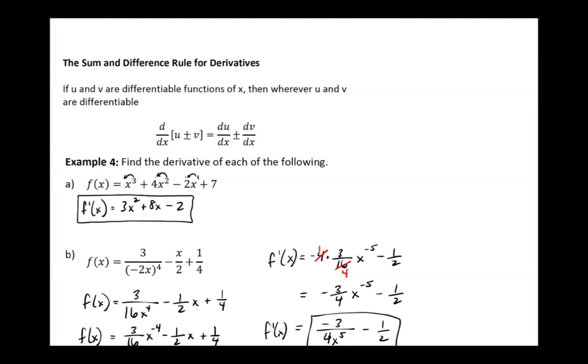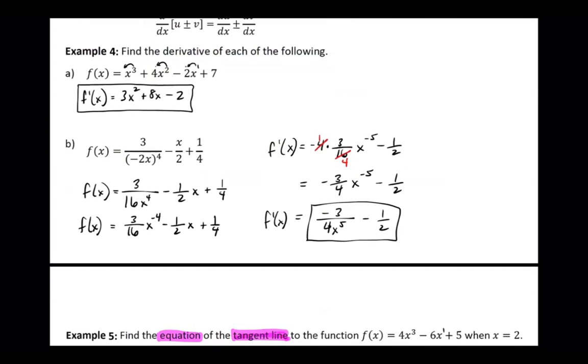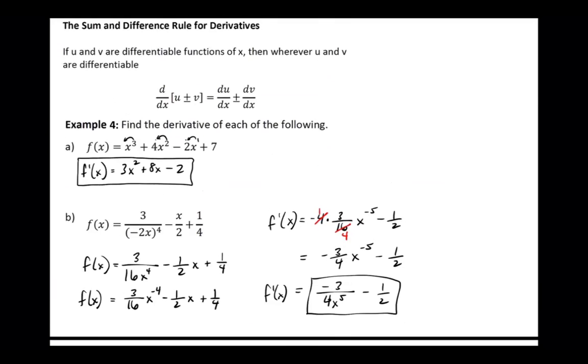So mainly what we looked at was the power rule. We did the power rule a couple times for these problems. For A, we did it 1, 2, 3, 4 times. For B, we did it 3 times. It's just pretty much an offshoot of the power rule.